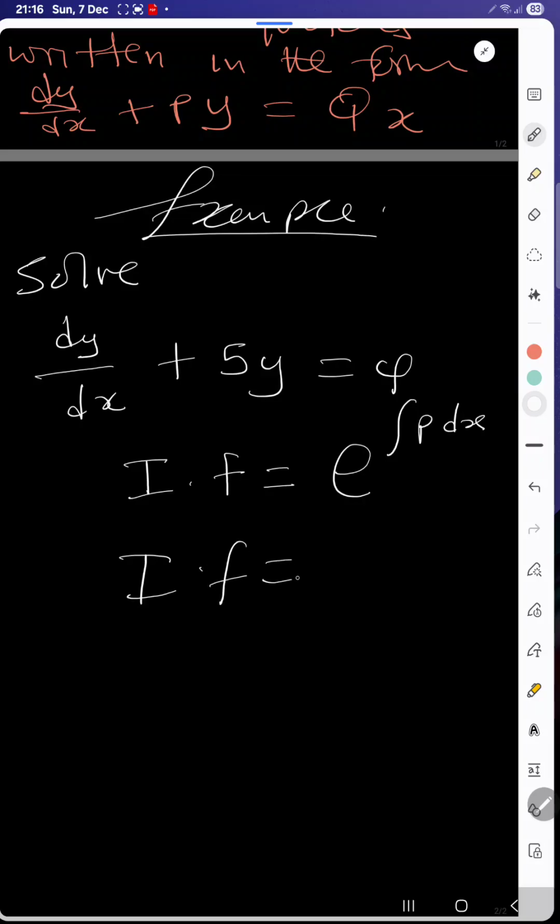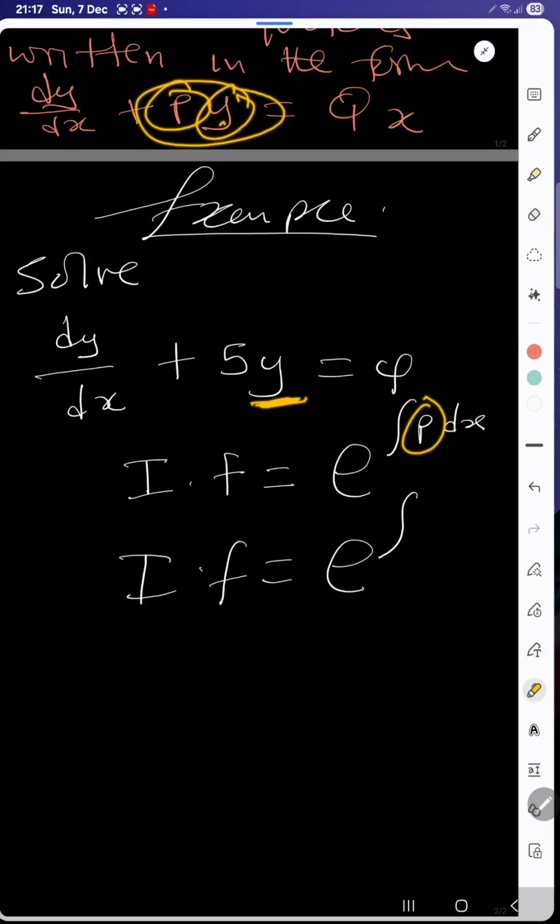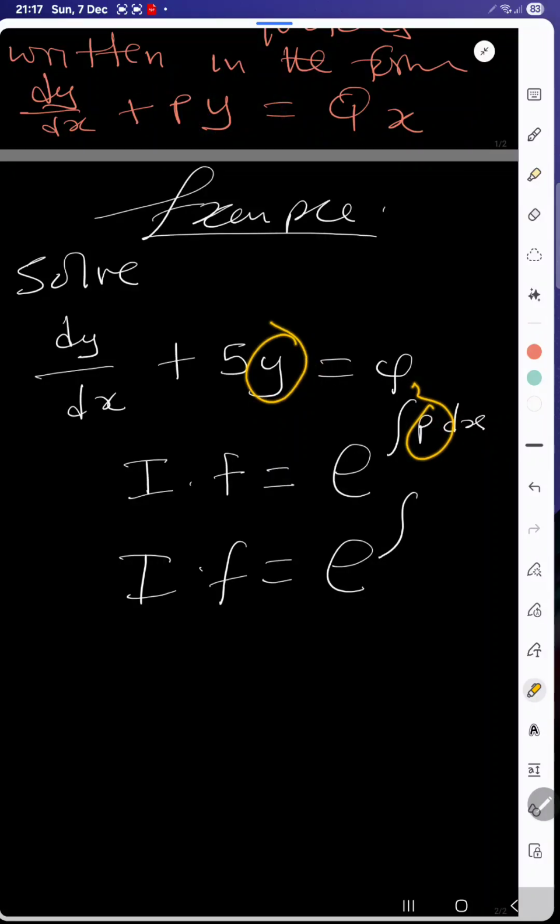We say the integrating factor is equal to e to the integral of P. What is our P? Our P in this case is the number attached to y, because P of y means the number attached to y is our P. So where there is P here, we put the number attached to y, which is 5, and then dx.